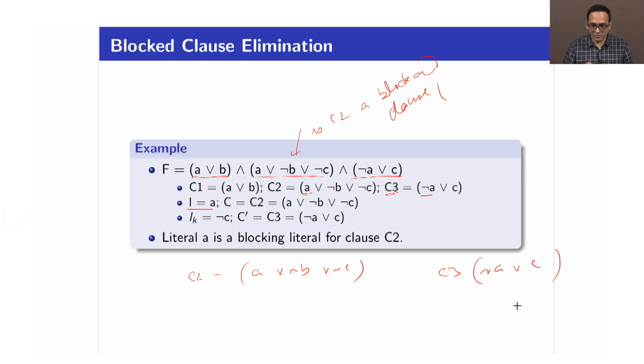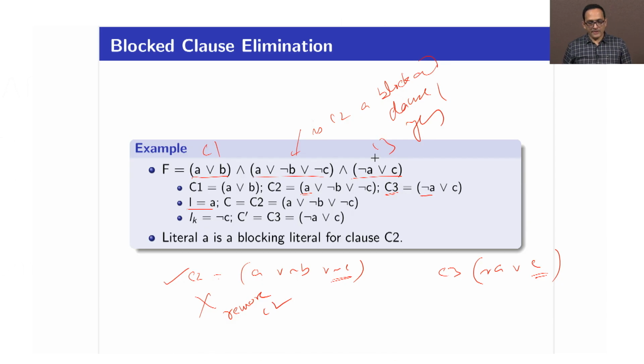Now, I also found that there exists another literal, not C. Not C is present here and C is present here. So then all the clauses are satisfied. So this is a blocked clause, yes, and you can remove C2. I will only keep C1 and C3 in my final clause set.